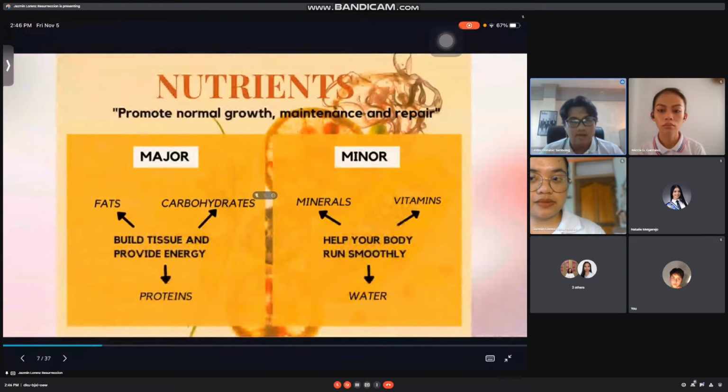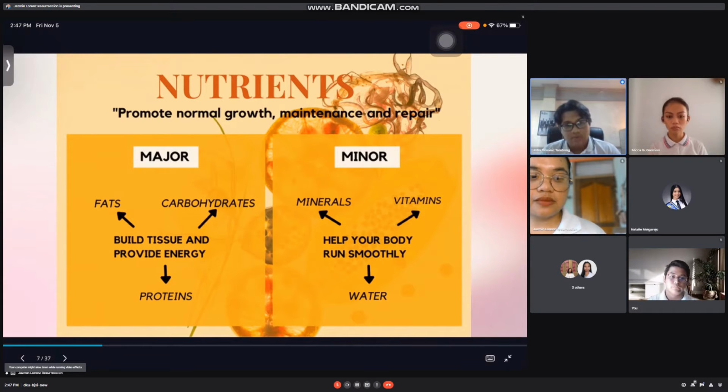In this diagram, we can see the major and minor nutrients. You can see the differences, where the major ones, such as fats, carbohydrates, and proteins, build tissue and provide energy. And the minor nutrients, like minerals, vitamins, and water, help your body run smoothly.